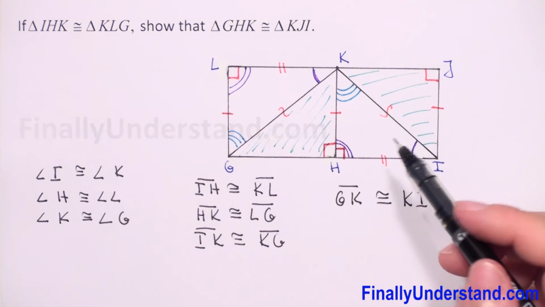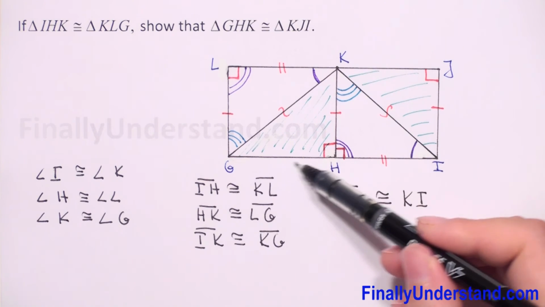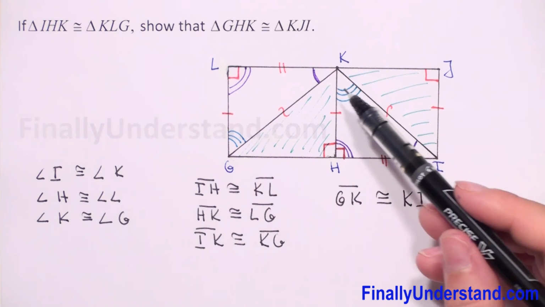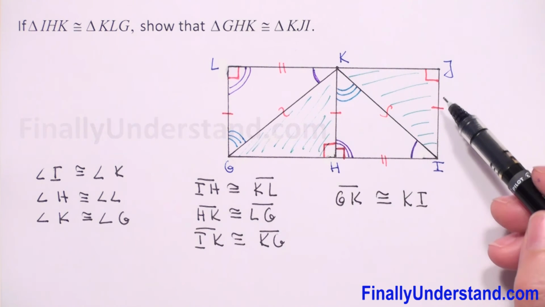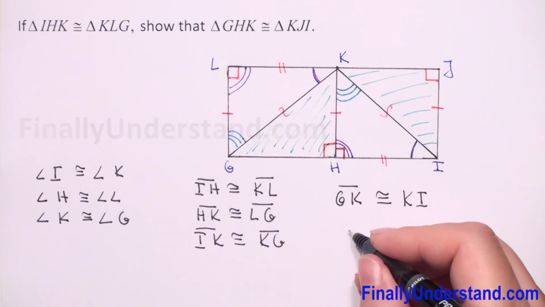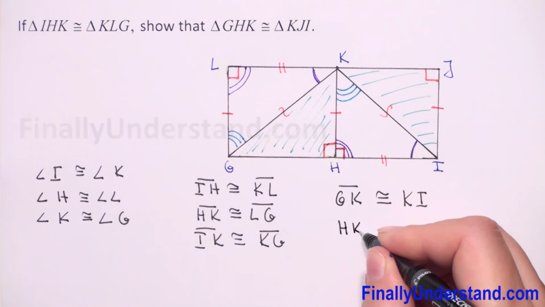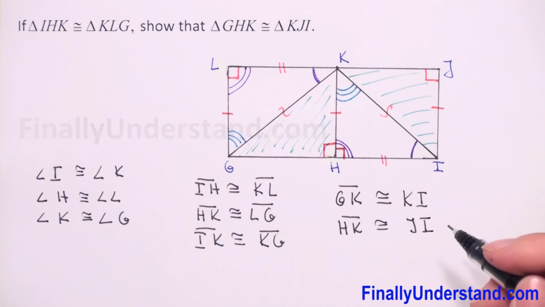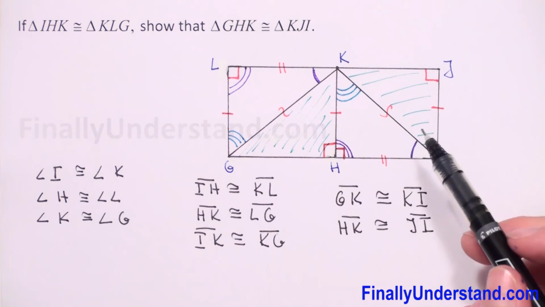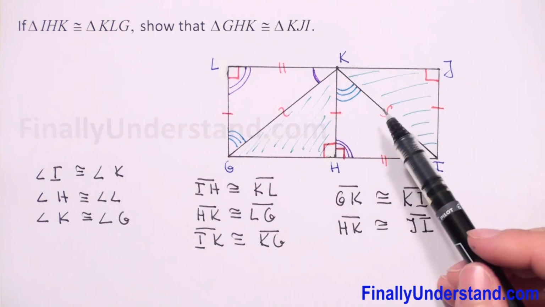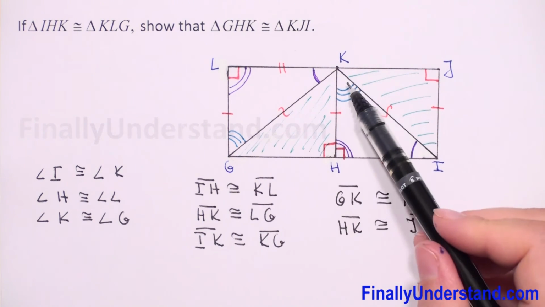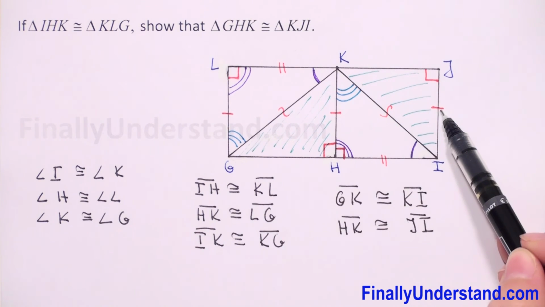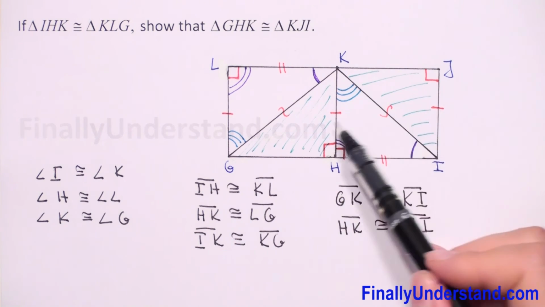What else? We see that a leg of our right triangle, HK, is congruent to JI. So we can write that HK is congruent to JI. What else do we have here? We have right triangles. Hypotenuses are equal. One of the legs is congruent too.